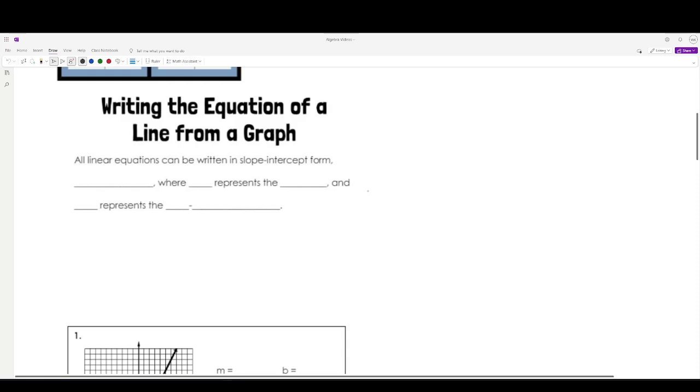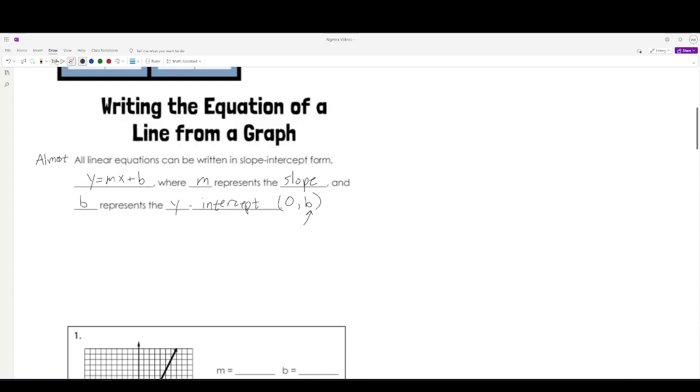So first of all, let's add a word. Almost all linear equations can be written in slope-intercept form. y equals mx plus b, where m represents the slope and b represents the y-intercept, or the y-coordinate of the y-intercept. Remember that the y-intercept is really (0, b). So when we're asked to write a y-intercept, we write it as an ordered pair. But if we're asked for b, it's just that single number.